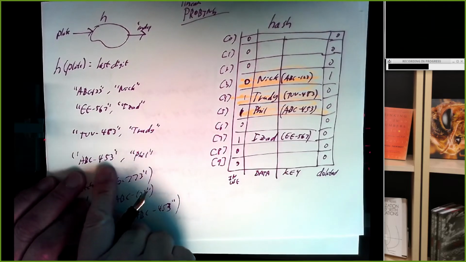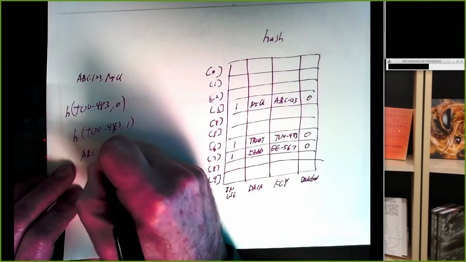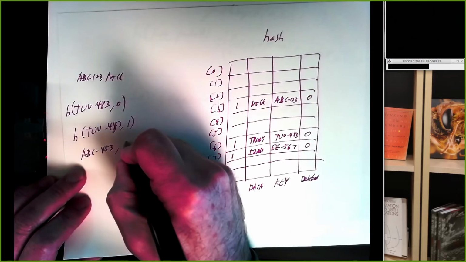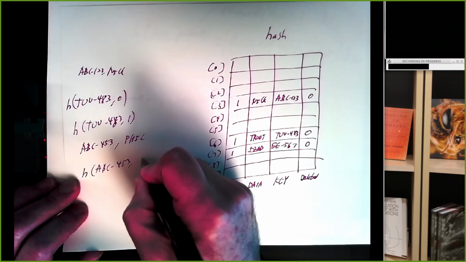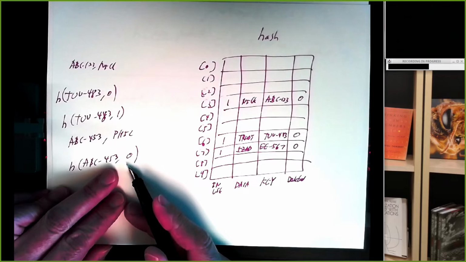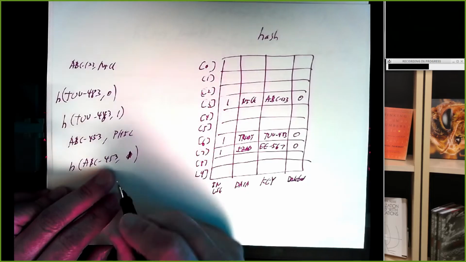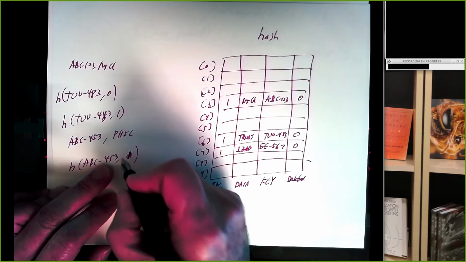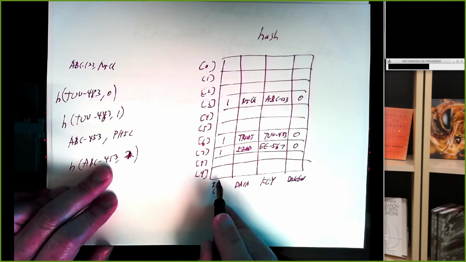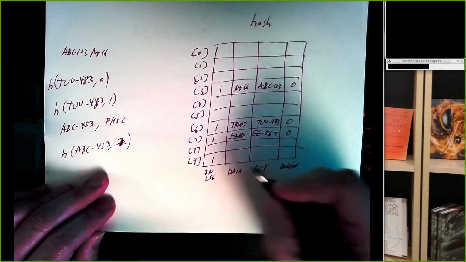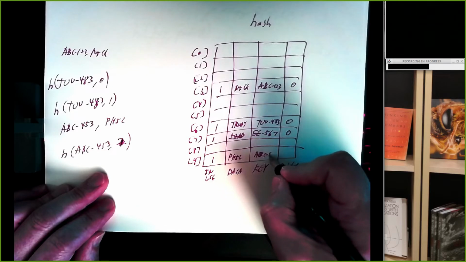And then we store ABC453 for Phil. Well, if we hash with a probe of 0, that's going to bring us to location 3. That's a collision. If we hash with a probe value of 1, that's going to take us to 3 plus 3 is 6. That's a collision. If we hash with a probe value of 2, that's going to take us to 3 plus 6 is 9, and that spot's open. So we'll store our data here. There's Phil. There's ABC453.